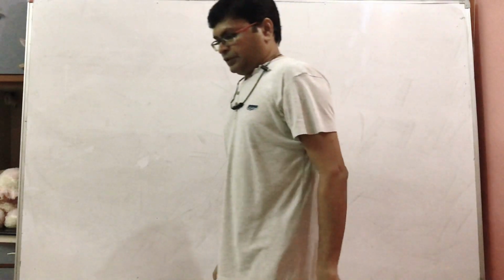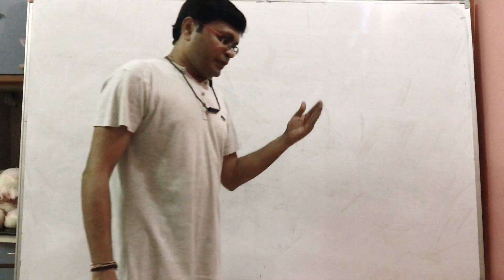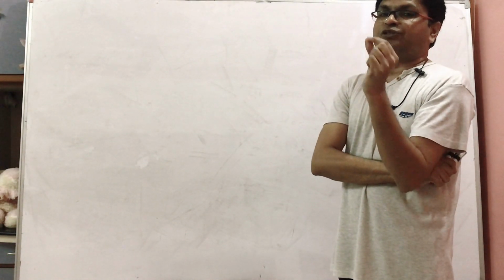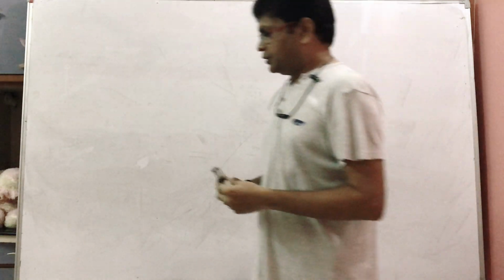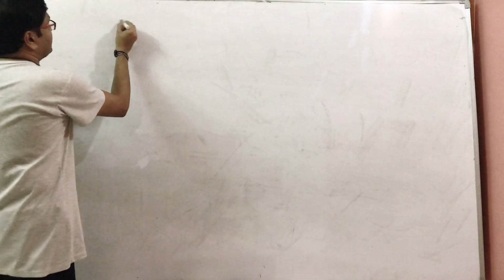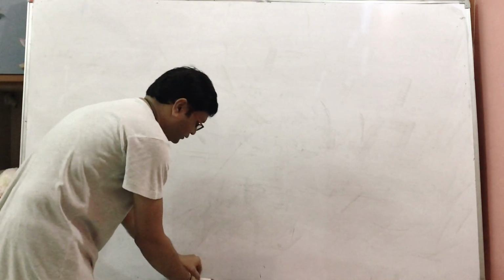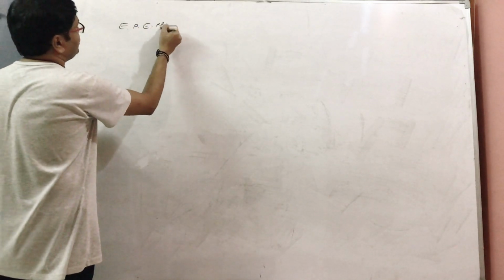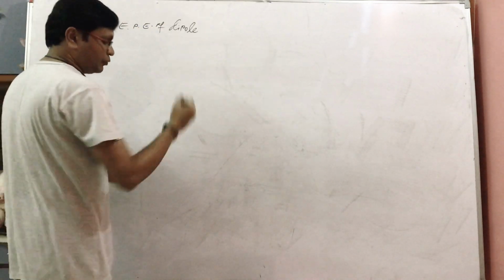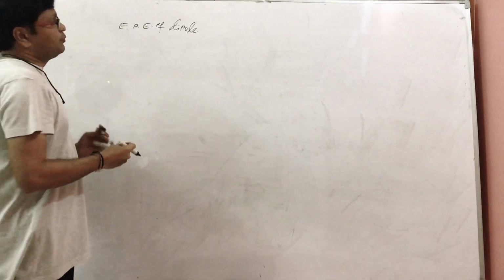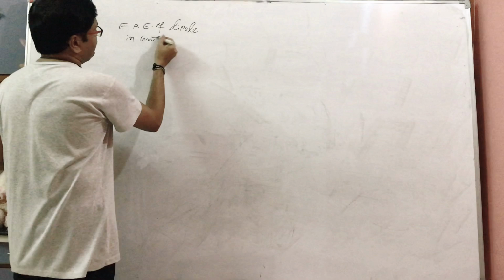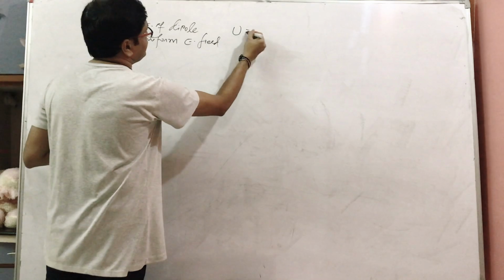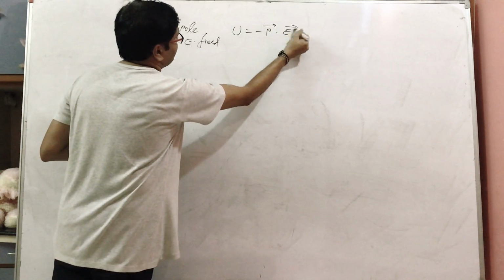You know that very well. Last lecture, that means in part A, we discussed a very important formula: the formula for the electrical potential energy of a dipole placed in a uniform electric field. We derived that this formula is U equal to minus P dot E.